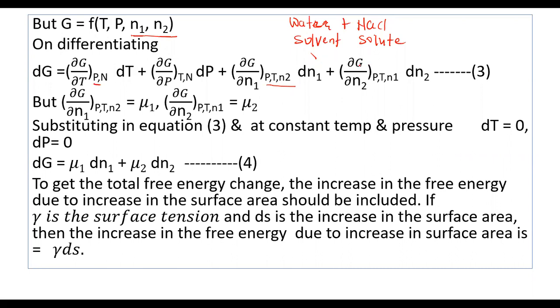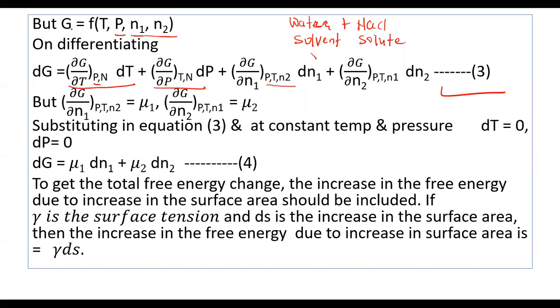And the last one is the change in the free energy with respect to the number of moles of the second constituent, the solute, at constant pressure, temperature, and number of moles of the solvent, into dN2. So this is the very important step of the derivation, the differentiation of the change in the free energy, dG. This is the term with respect to temperature, and this is the term which represents the change in the free energy with respect to pressure.